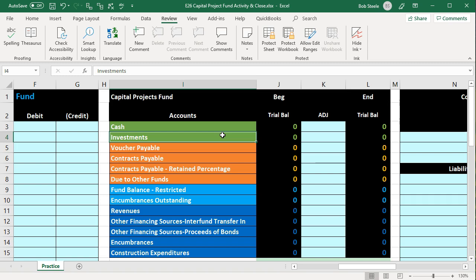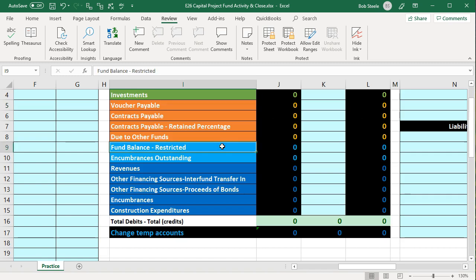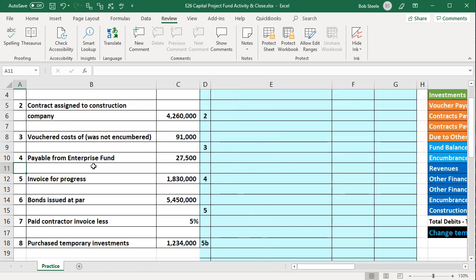We have the order of the green accounts being the assets, the orange accounts being the liabilities, the light blue accounts being equivalent to the equity accounts in a for-profit organization, fund balance accounts here, and the darker blue accounts being equivalent to those income statement accounts or the temporary accounts, the accounts that we would expect to roll over into what would be equity accounts for a for-profit organization, the light blue accounts. So we're going to go over to the left and see what we have here.